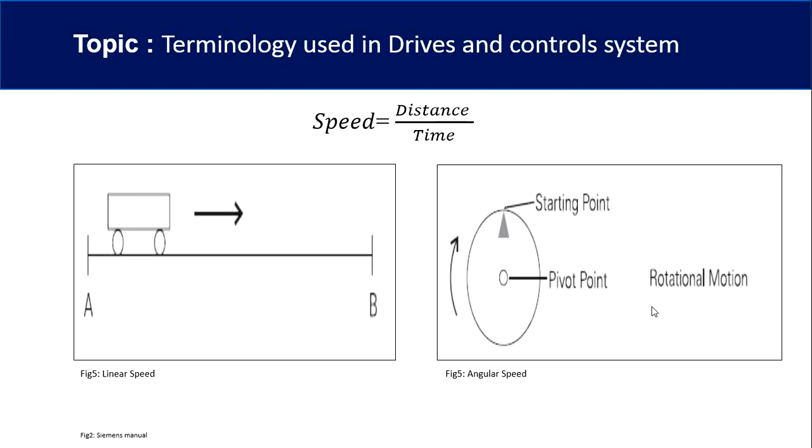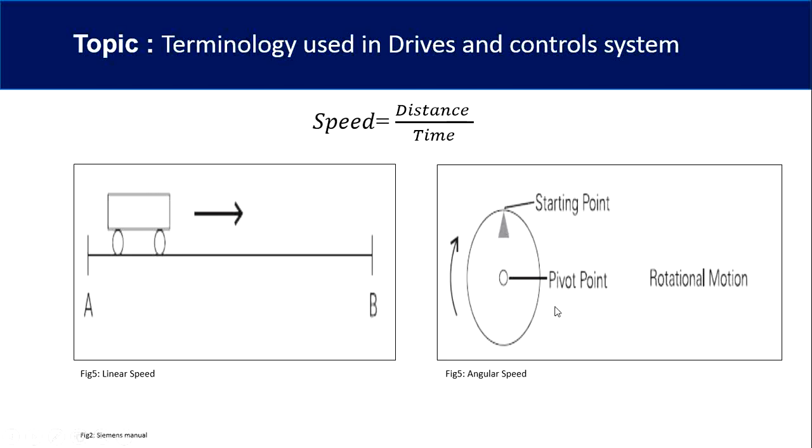Linear speed is the rate at which an object travels a specified path. Here is point A, here is point B, and the vehicle is going to start from point A and reach point B. This is nothing but linear speed. It is going to travel in only a single direction.